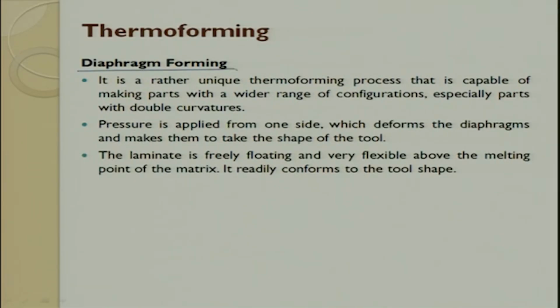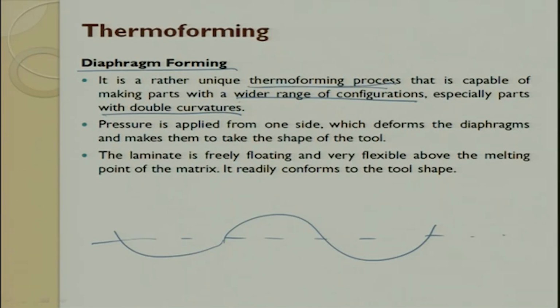We can also use diaphragm based forming. Diaphragm based forming is a unique thermoforming process which is capable of making a wide range of configurations, especially double curvature parts. If you want to do double curvature, it is very, very difficult. So, what we use is the diaphragm forming process. It is a unique thermoforming process which is capable of making a wide range of configurations, and especially double curvature can be made through this process.